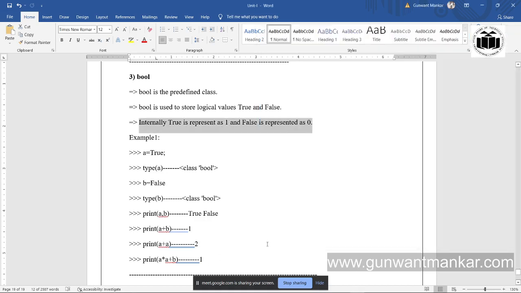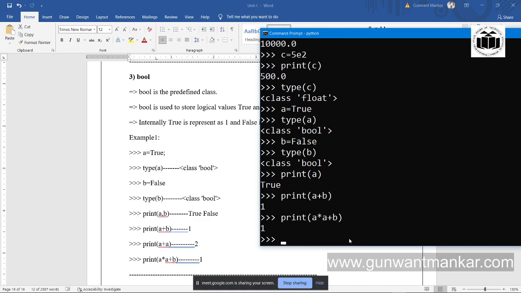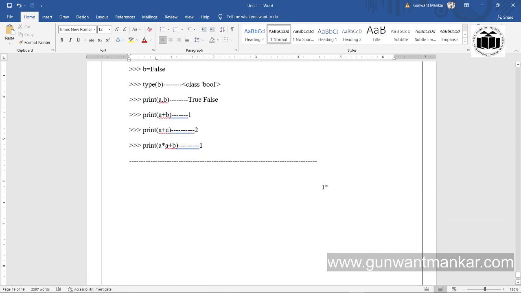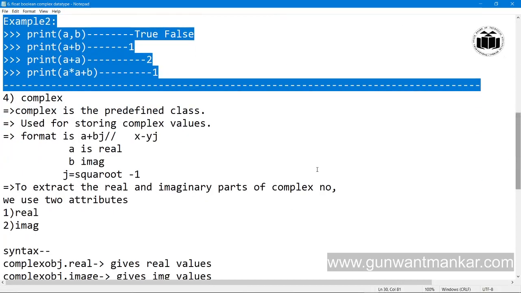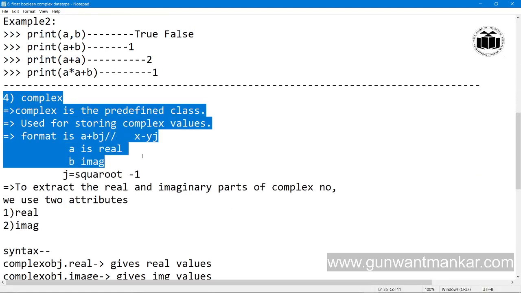Like this way, if you are performing some other operation, use another expression, a into a plus b. a into a is 1, 1 plus b is 0, so we are getting 1, right? Perfect. Internally it is storing 1. True is a 1 and false is 0, that's it. This is about the boolean category, bool data type. Next one is what? Complex. The last data type in this category is complex.